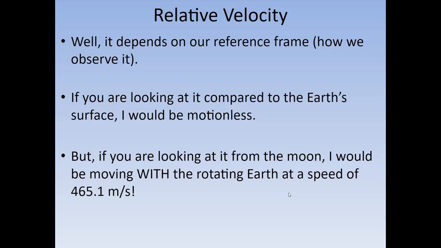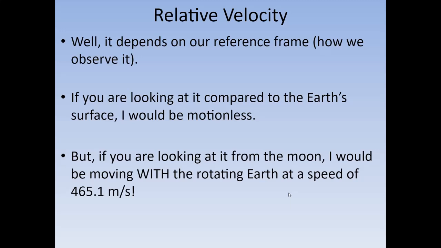For example, if you go onto a treadmill and you start running on the treadmill, well, depending on what you're comparing your motion to, your velocity will change. Are you comparing your speed relative to the belt, like the track? Well, then you would have one speed. But if you are comparing yourself to the ground, then you'd have zero velocity because you aren't actually moving anywhere when you're on the treadmill.